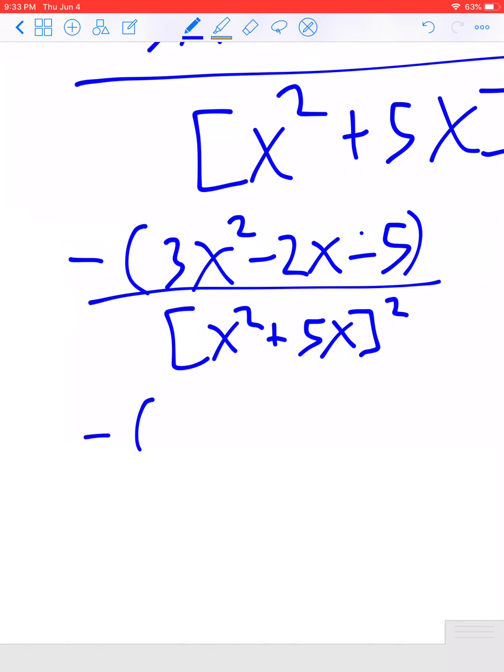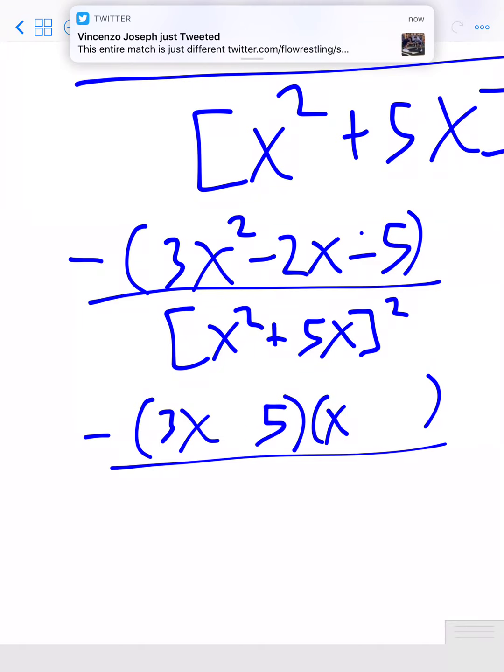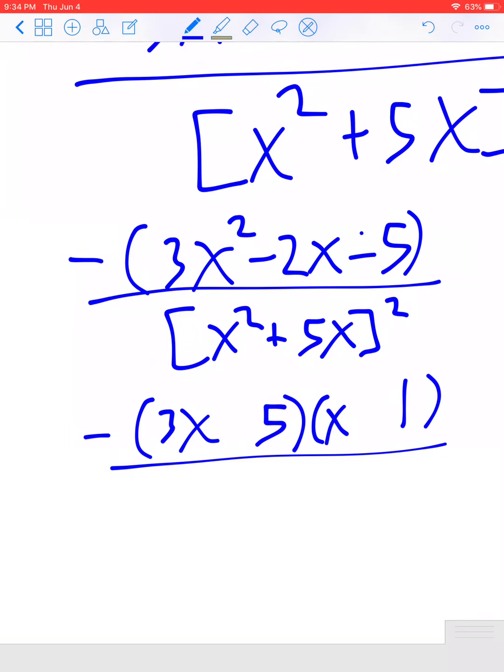From here, we could try to factor this thing. Factors would be 3x and x. If we had a 5 and a 1, let's see what else. And then we would need to make a negative 2 inner term. So it has to be a negative and a positive. The denominator also factors on the inside. Be a little bit careful here.